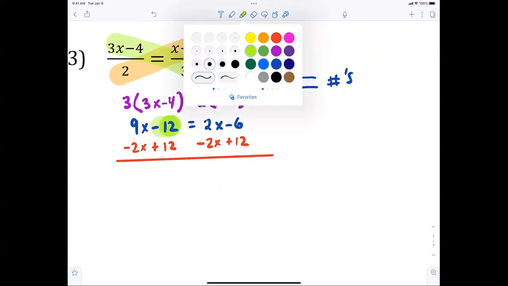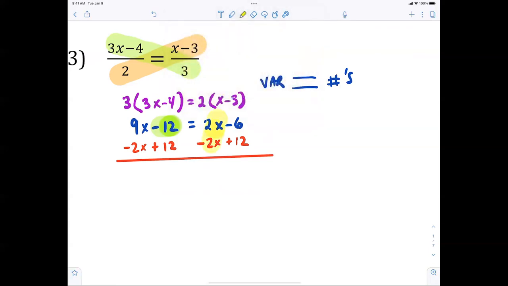Now you're supposed to tell me the 2x and the negative 2x cancel. The negative 12 and the positive 12 cancel. And now you're just reading out the numbers. What is 9x minus 2x? 7x equals, what's negative 6 plus 12? 6.